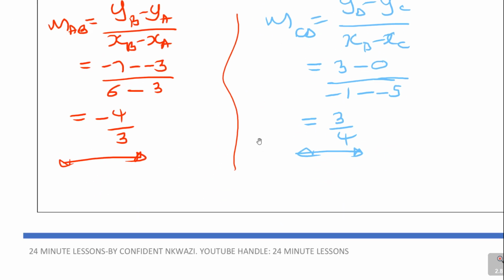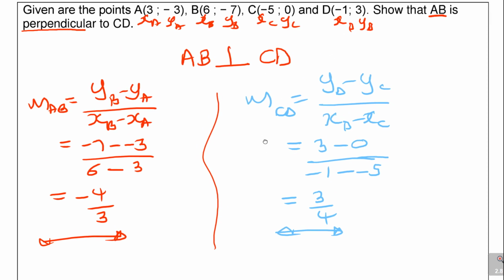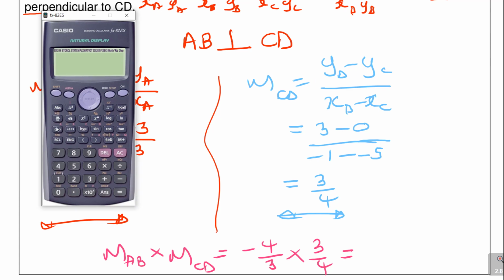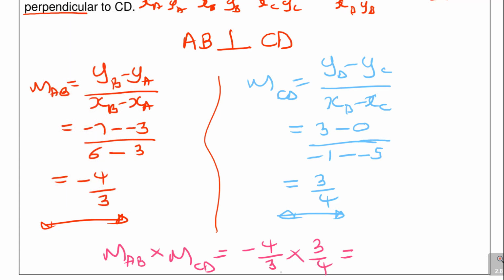Now look at this. To show that AB is perpendicular to CD, this is how you conclude. If I take the gradient of AB and multiply it with the gradient of CD, look what is going to happen. What is the gradient of AB? It is minus 4 over 3, times CD, which is 3 over 4. If you multiply that, you see what we're getting? Negative 4 over 3 times 3 over 4. What is the answer? It's minus 1, because you cancel, you get minus 1.